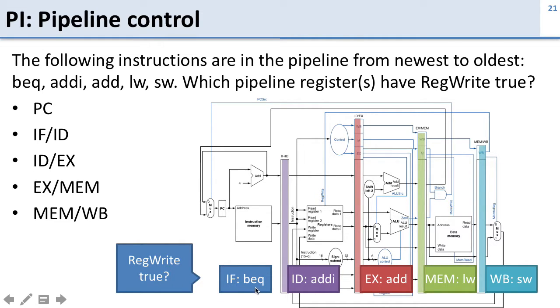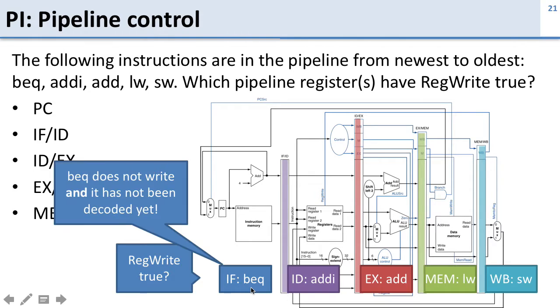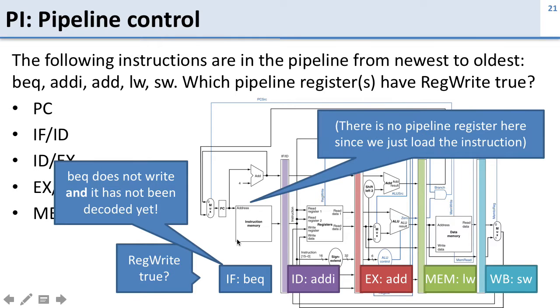So for the first one here, for branch equal, is reg write going to be true? Well, branch equal doesn't write back. So it's never going to set reg write to be true. And in addition to that, it hasn't been decoded yet. So we only figure out if we should set reg write after we go through the control logic and decode the instruction. So we haven't gotten there yet, so we don't have any way to store that. And in fact, if you look at this stage here, there really isn't a pipeline register. The instruction isn't stored on this stage. We just store the PC and use that to get at the instruction. So the answer is it's not in this stage.